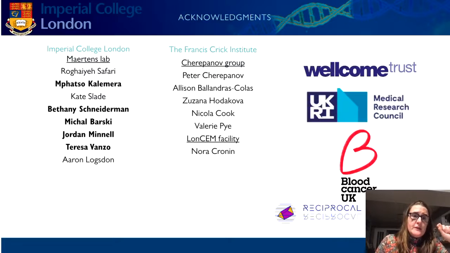And to finish off, I would like to thank the people who were involved in this work. Mpatso, Bethany, Michal, Jordan and Teresa all contributed to the work on INSTI and the RT inhibitors in vitro and in tissue culture. The cryo-EM work was done in collaboration with Peter Cherepanov of the Francis Crick Institute, and the data collection was done at the LonSEM. And of course, we're thankful to our funders.